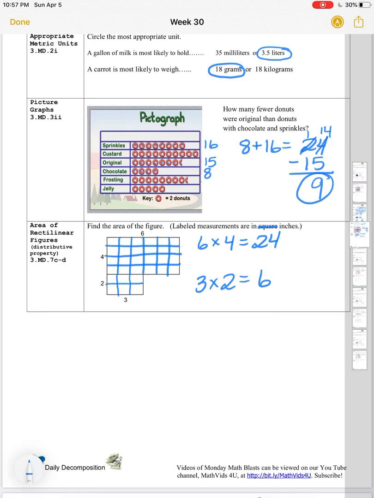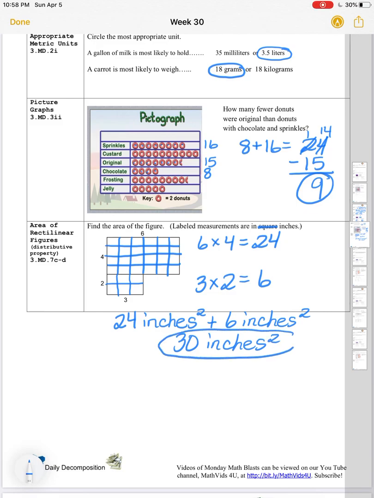Now if I want the area of the entire figure, I want to put those two together. I want to say the top rectangle was 24 inches squared, or square inches, and the bottom rectangle was 6 inches squared. And so when I put those together, the area of the rectilinear figure is 30 inches squared.